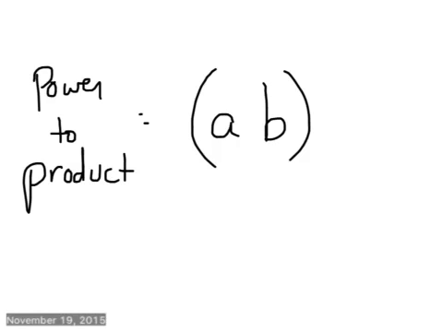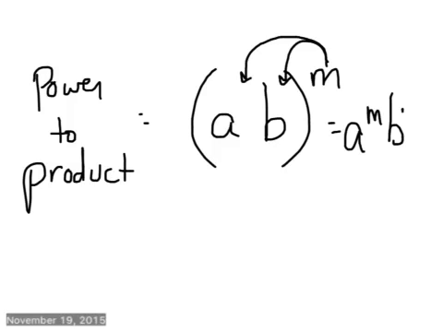All right, next one is power to product. And how that looks is you have a times b raised to the m. When you have two or more things happening on the inside, what happens to your exponent is it's like the distributive property where it gets put into each of the factors, not just one. So that would be a to the m, b to the m.